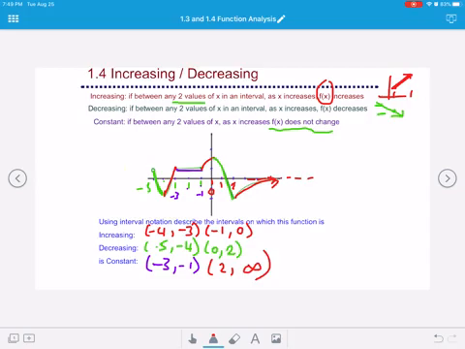Right, so that was increasing and decreasing. Now let's pause the video there and let's start a new video.